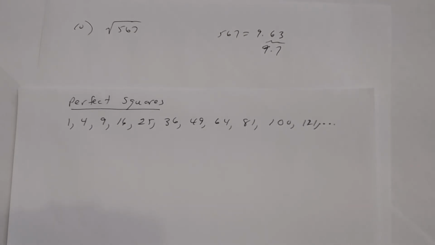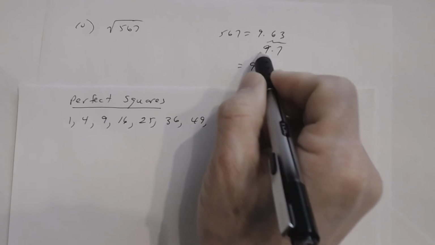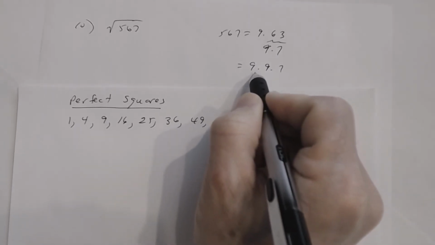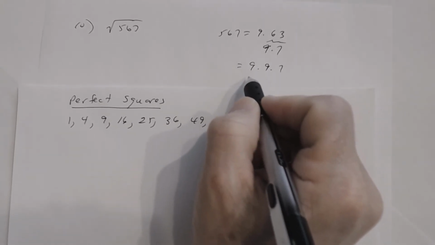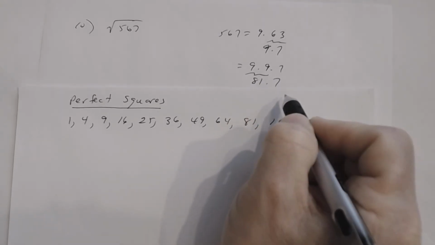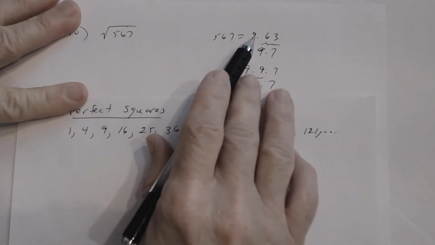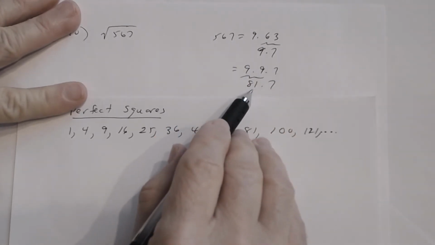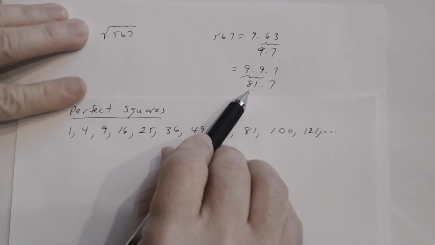Okay, so now we have this. So what that means then is that I have 9 times 9 times 7. Remember, a while ago we said if we have a product of perfect squares, then that product itself will be a perfect square. So I get 81 times 7, right? Okay, and so then the question is this. Was this 9 the largest, or is this 81 the largest perfect square that goes into 567? It's 81.